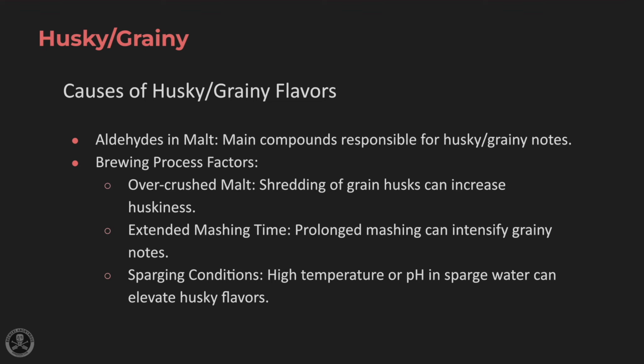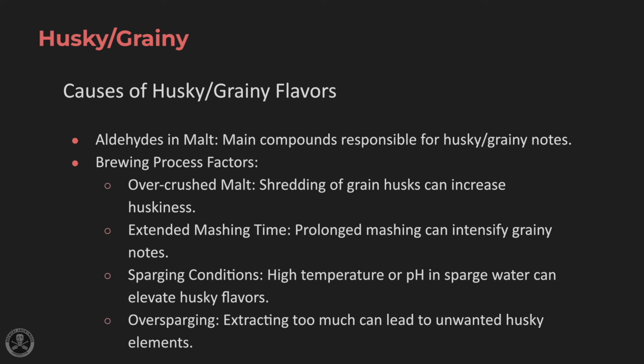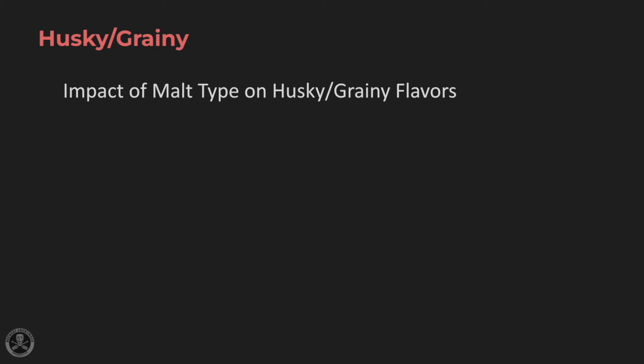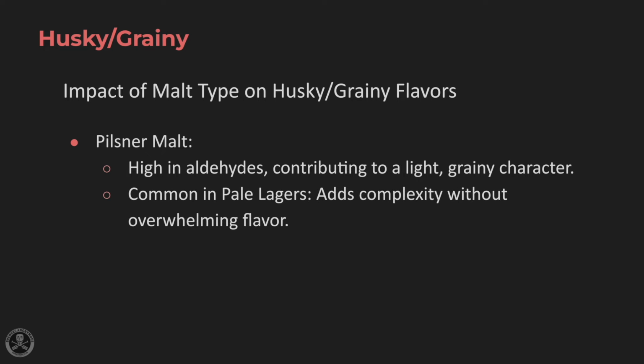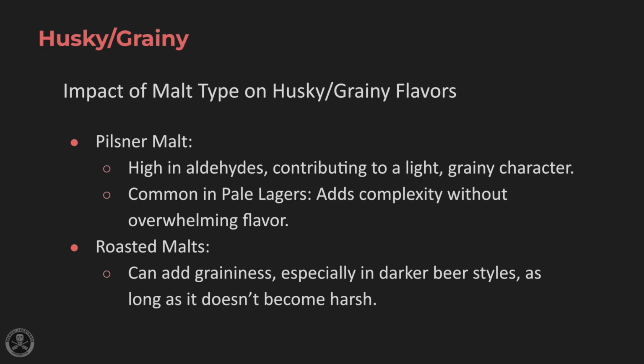Sparging with too high a temperature or too high a pH level of water can increase the extraction of these husky flavors. And over-sparging could also start to pull out higher levels of those husk compounds. The types of malts used in our grist can impact the addition of these husky and grainy flavors. Pilsner malt, for instance, is high in the aldehydes that contribute to this grainy character. This is a common character in pale lagers. The aldehyde adds complexity without being overwhelming. And roasted malts can also add a graininess in darker beers.